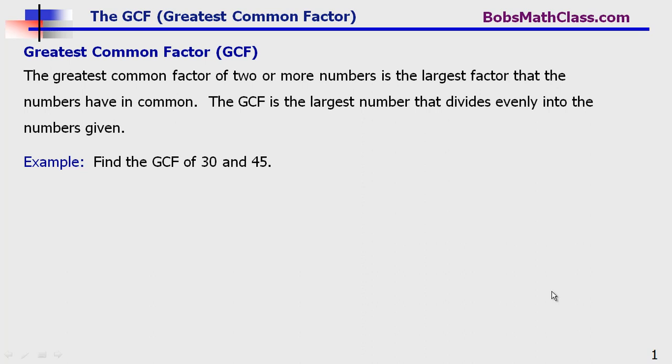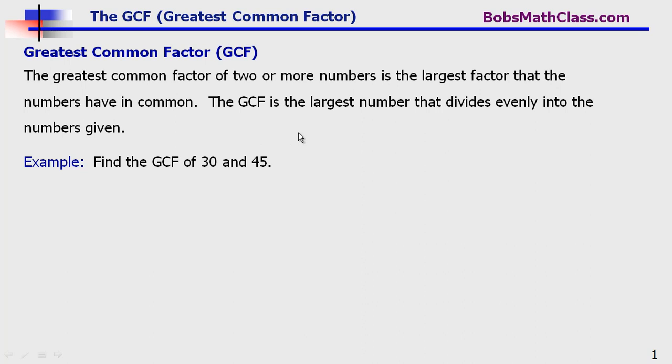So remember what factors are. Factors are numbers that divide evenly into a number. And what we're looking for is the largest number that they have in common. So here's our first example. Find the GCF of 30 and 45.